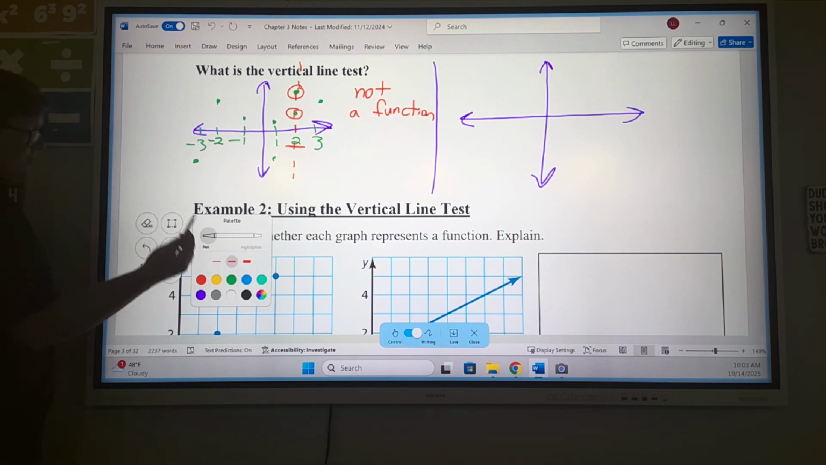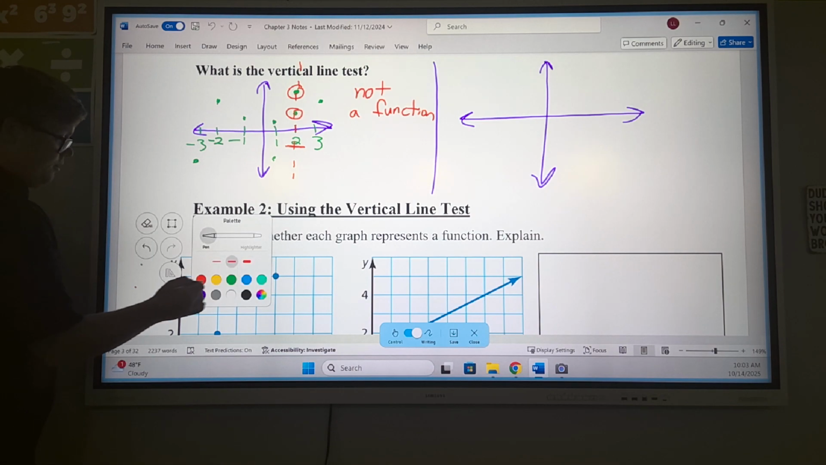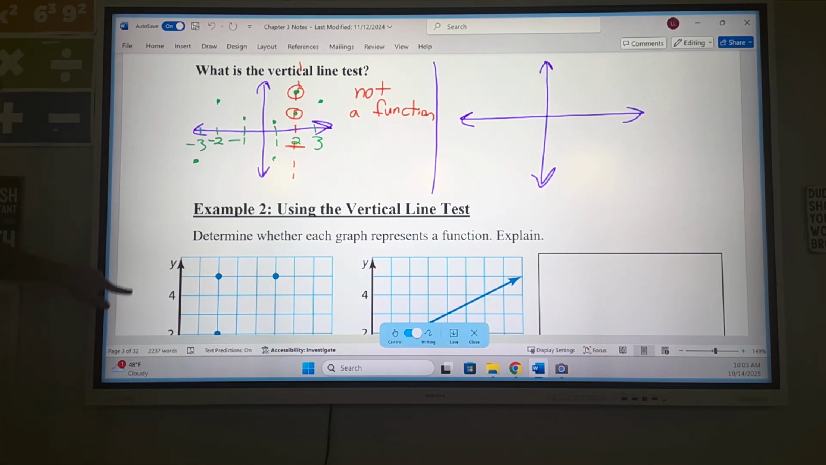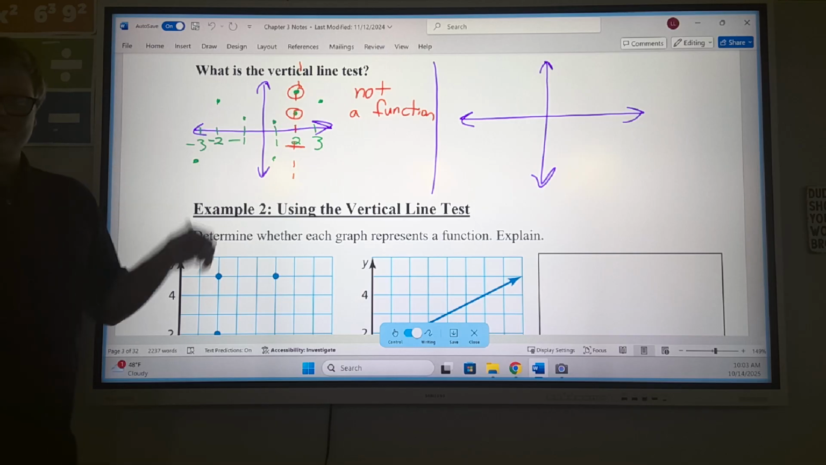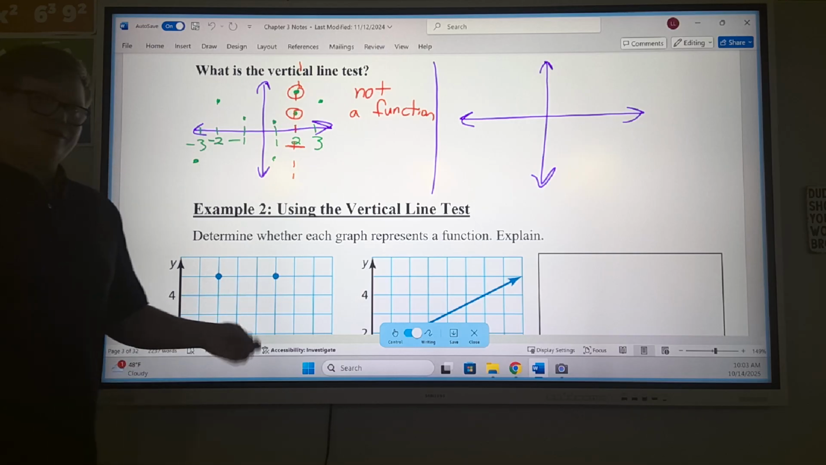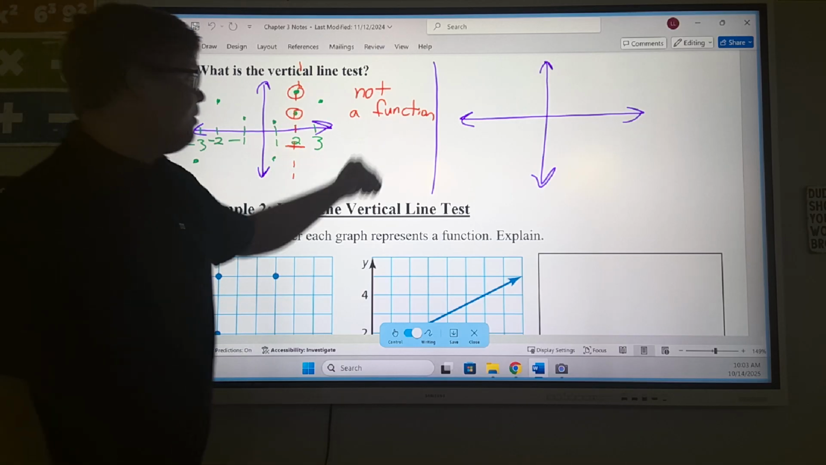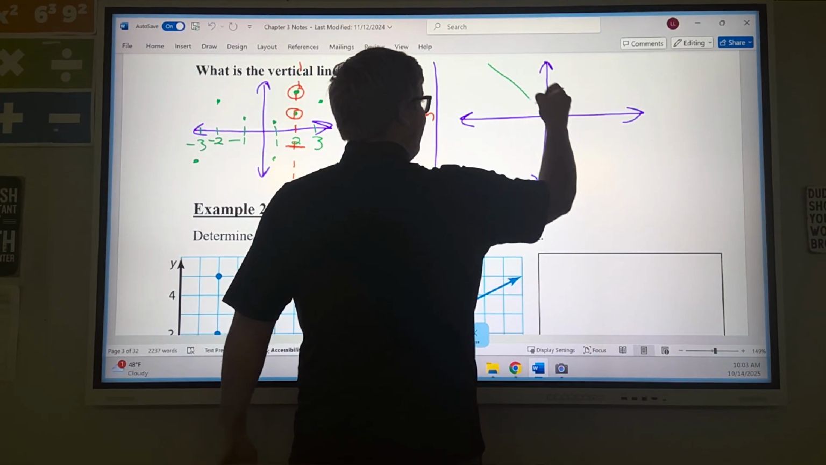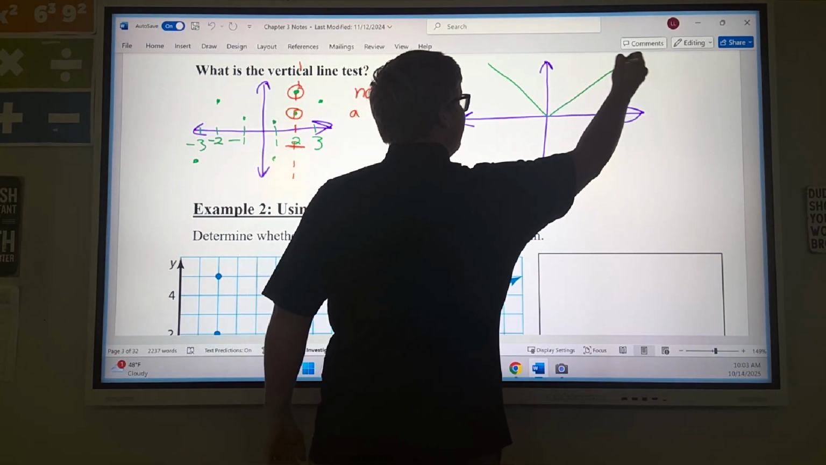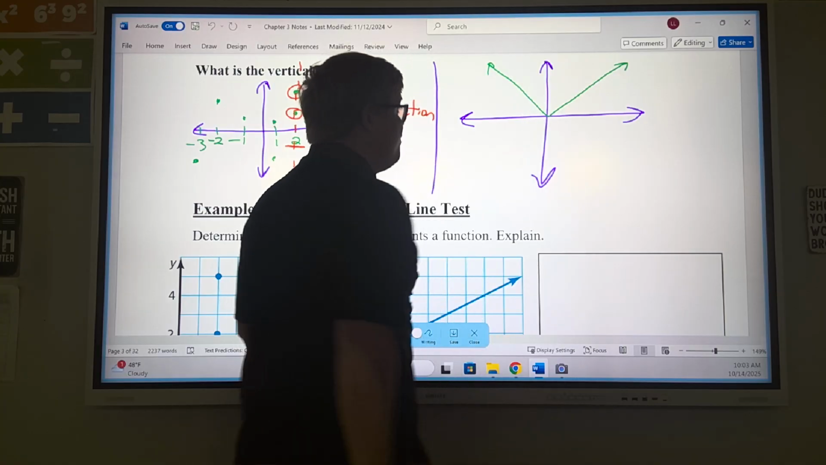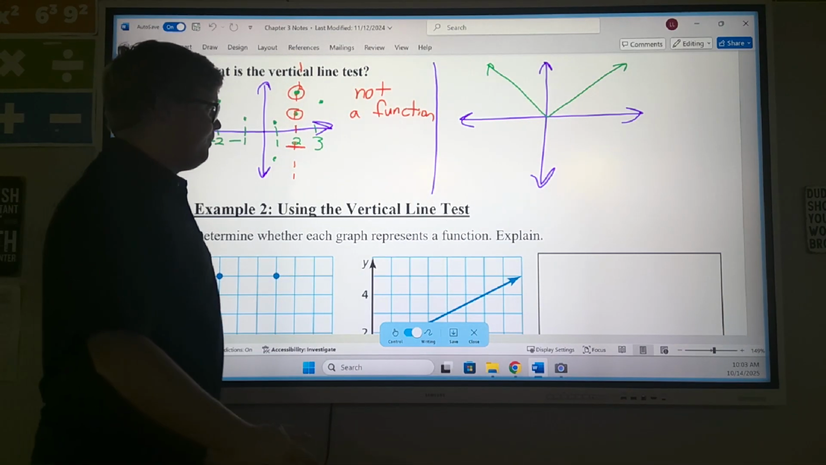Now, you don't have to use the vertical line test every single time if you don't want to, but I recommend it if you can't identify the x's right away. The vertical line test is perfect to use. Now, over on the right side here, I'll draw a line. So you might get a graph that looks like this.